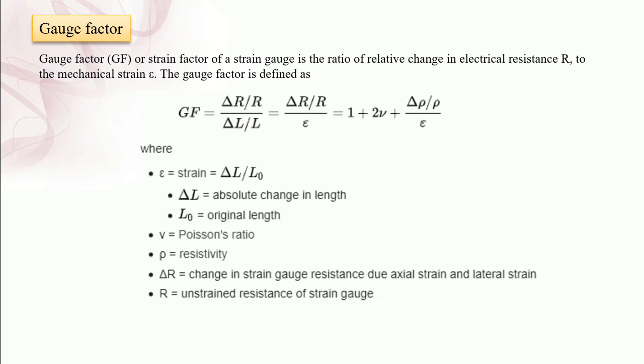This small e is nothing but the strain, which is actually delta L by L. Now with the basics of this gauge factor, you must know that Poisson's ratio for all metals lies between 0 to 0.5, and this gives the gauge factor G_F as approximately 2. In case of a wire wound strain gauge, where the common value for Poisson's ratio is 0.3, the value of G_F will become around 1.6.